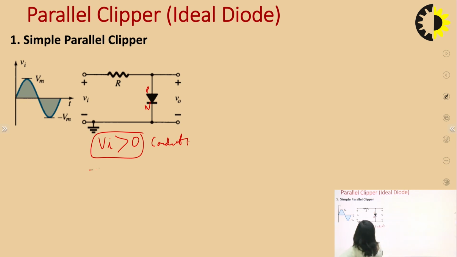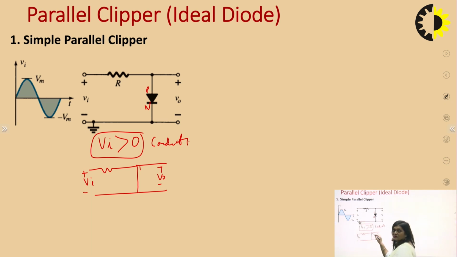and now the equivalent circuit will be in this way. Now we can see this terminal has been shorted. So now this V0 would be equal to 0. So in a parallel clipper, if the diode is in forward bias condition, in this case the output voltage is 0 because these two terminals have been shorted.